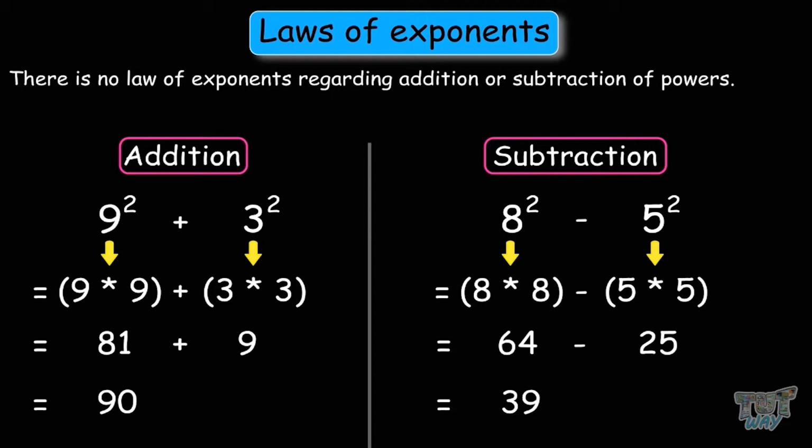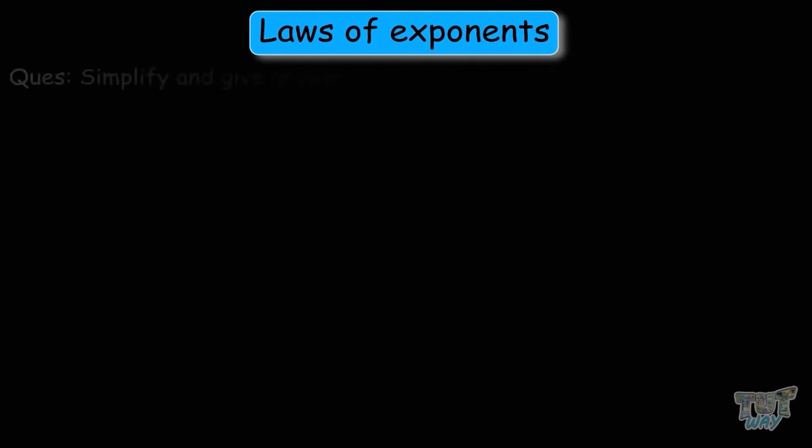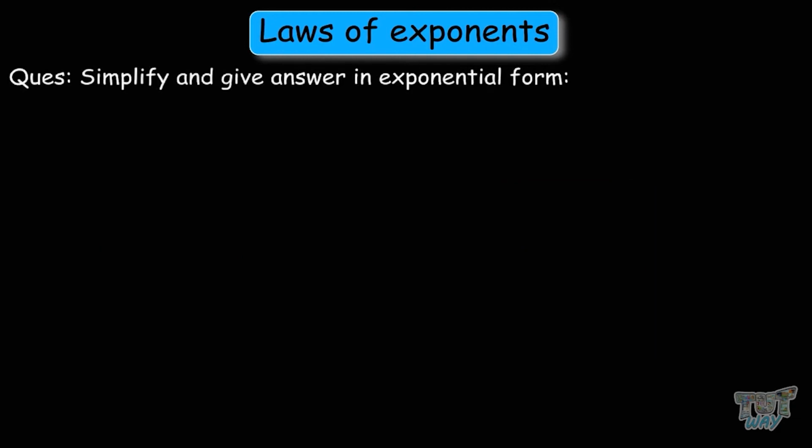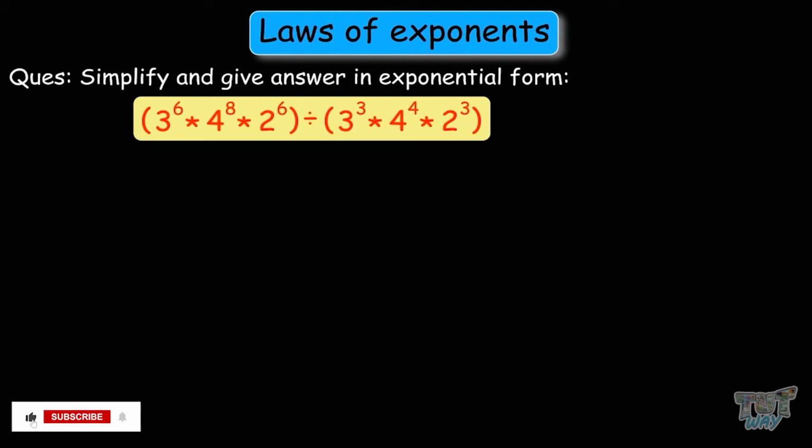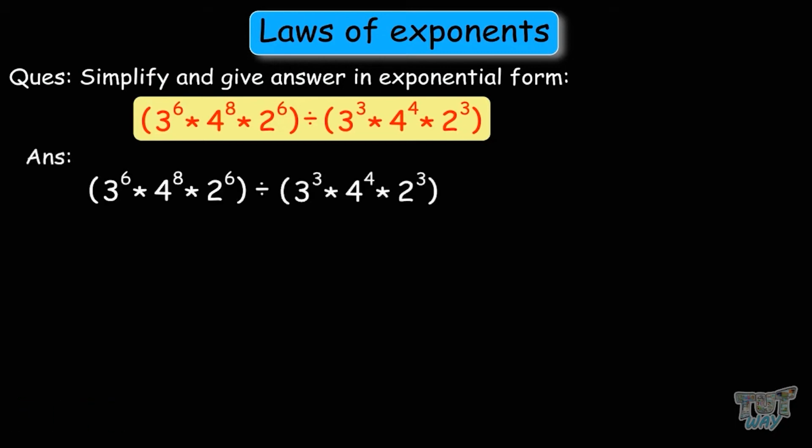Here we have our first question. We have to simplify and give an answer in exponential form. According to this question, we have 3 to the power of 6 times 4 to the power of 8 times 2 to the power of 6. And the whole expression is to be divided by 3 to the power of 3 times 4 to the power of 4 times 2 to the power of 3. We have to divide this whole expression with this other expression.